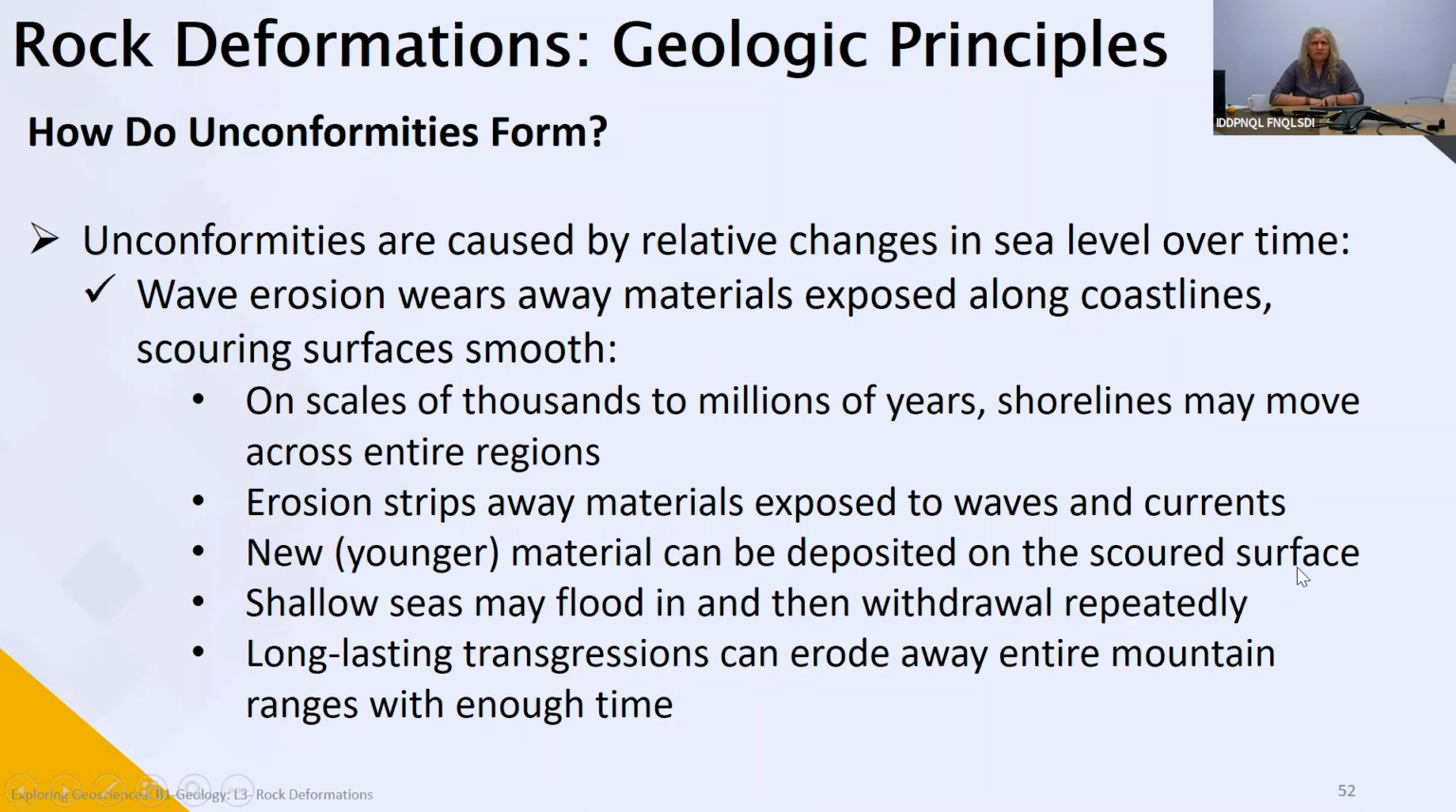So how do unconformities form? They're mainly caused by relative changes in sea level over time. So wave erosion wears away materials exposed along coastlines. It smooths out the surfaces. On scales of thousands to millions of years, the shorelines move across entire regions. The erosion strips away materials exposed to waves and currents. New, younger material can be deposited on the scoured surface. Shallow seas may flood and then withdraw repeatedly, and long-lasting transgressions can erode away entire mountain ranges with enough time.